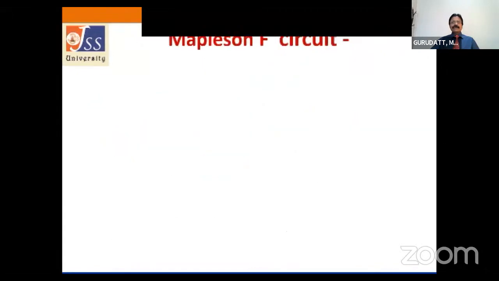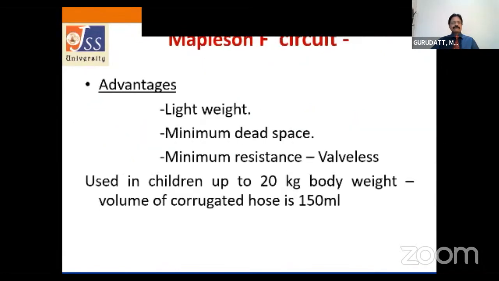So what are the advantages of these? Many times you will be asked: mainly, lightweight and minimum dead space. Lightweight is very important in pediatrics because many times you will be using a cuffless endotracheal tube, and it can easily come out. Another thing is the dead space is minimal. I'll be touching on the apparatus dead space in the next slide. And it also has minimum resistance because ideally it should be valveless.